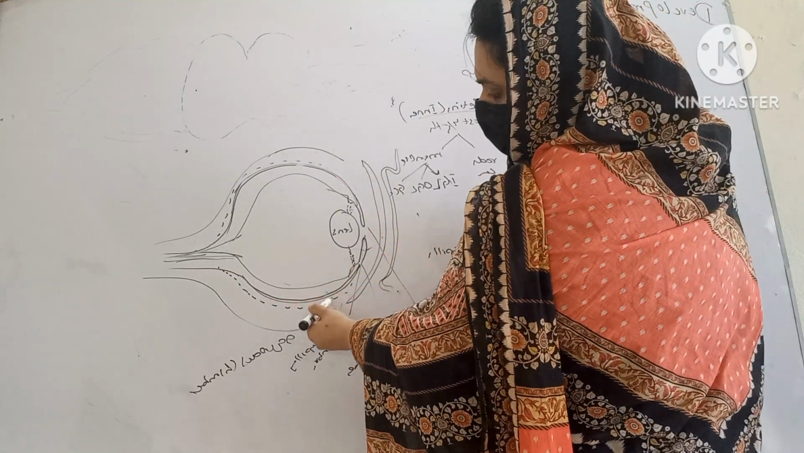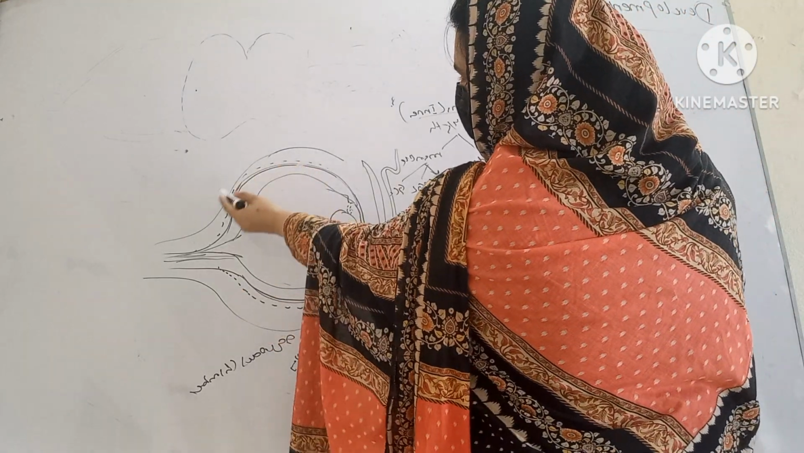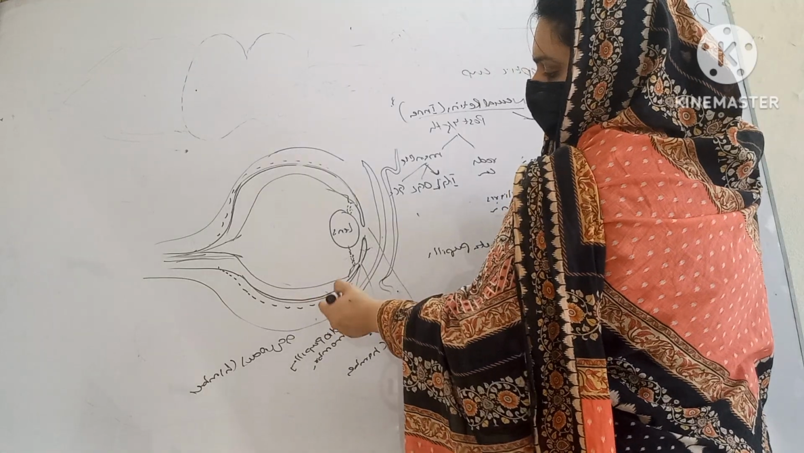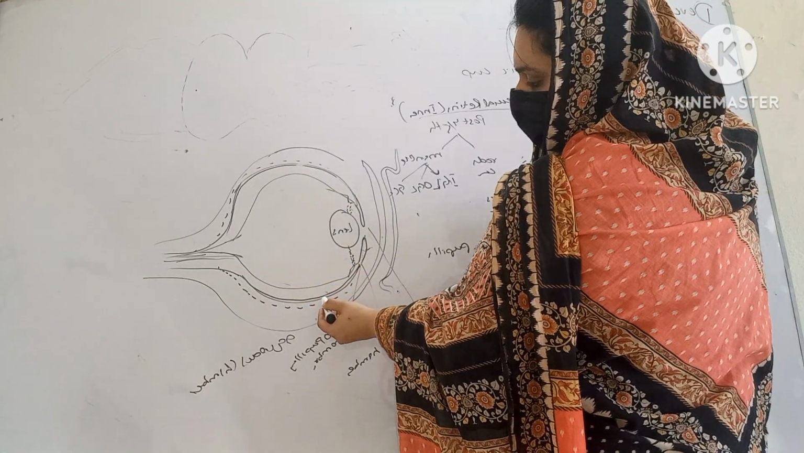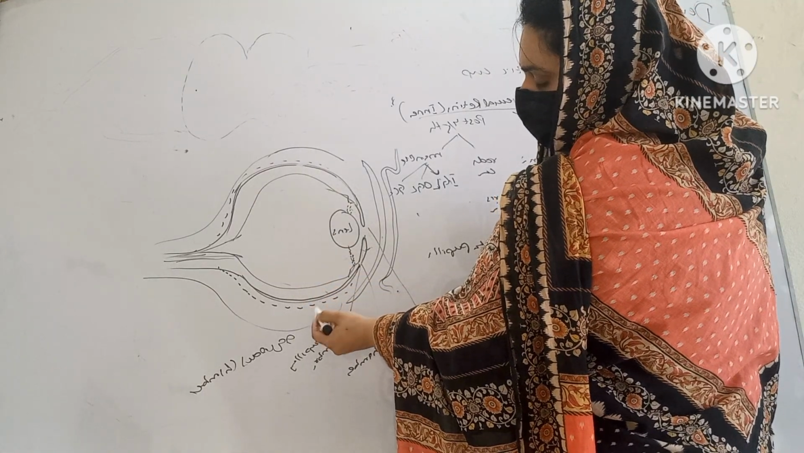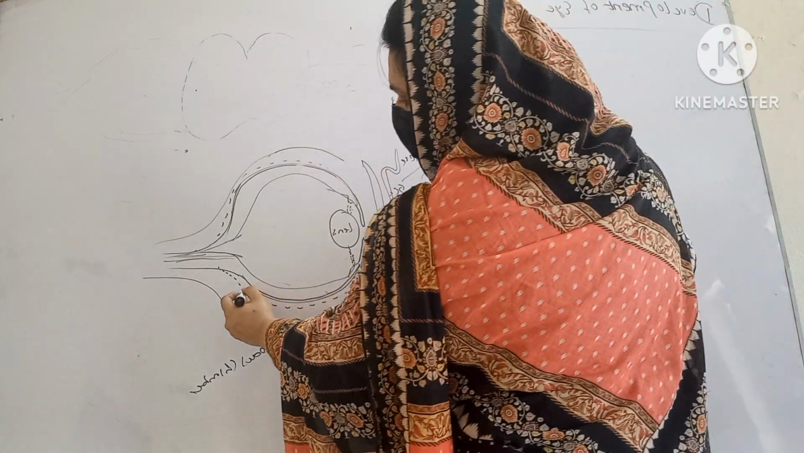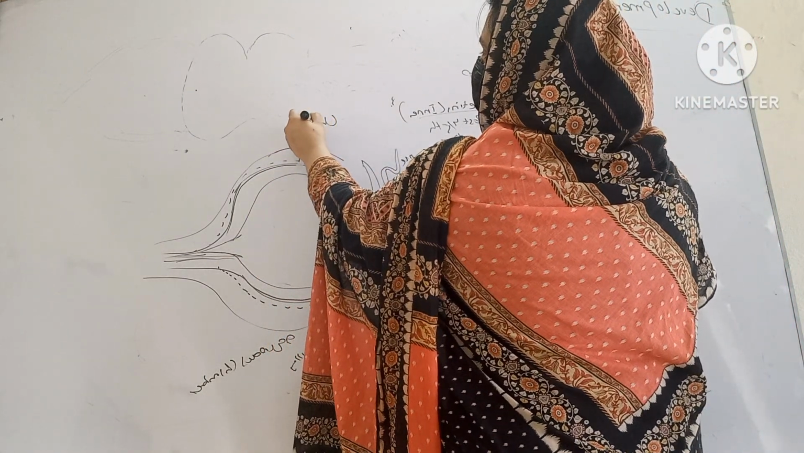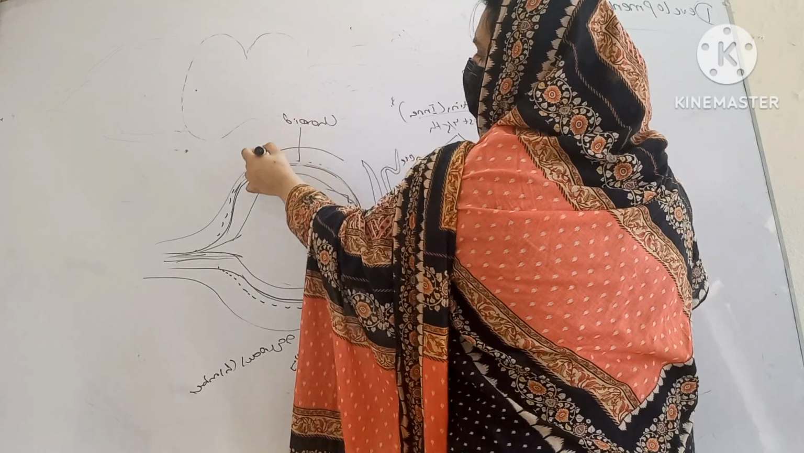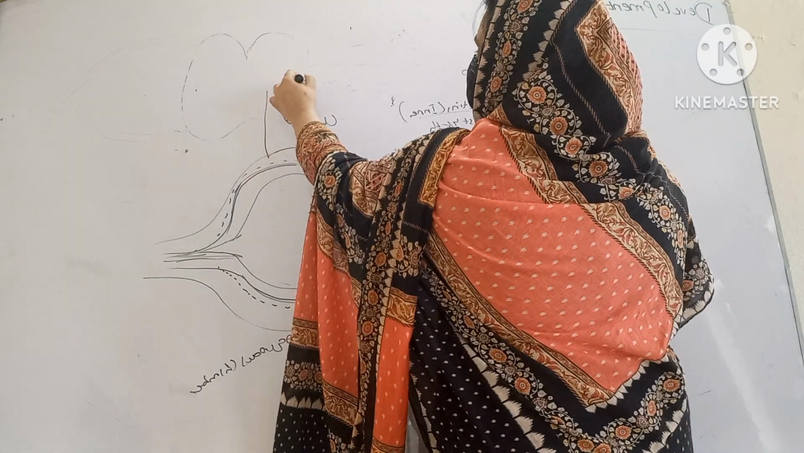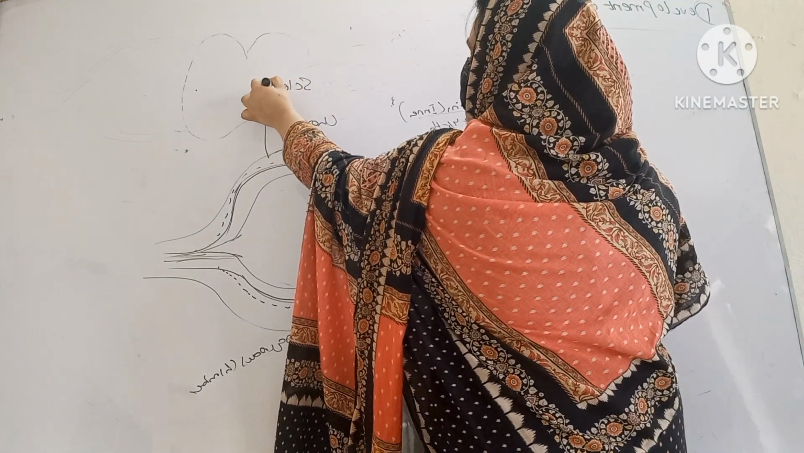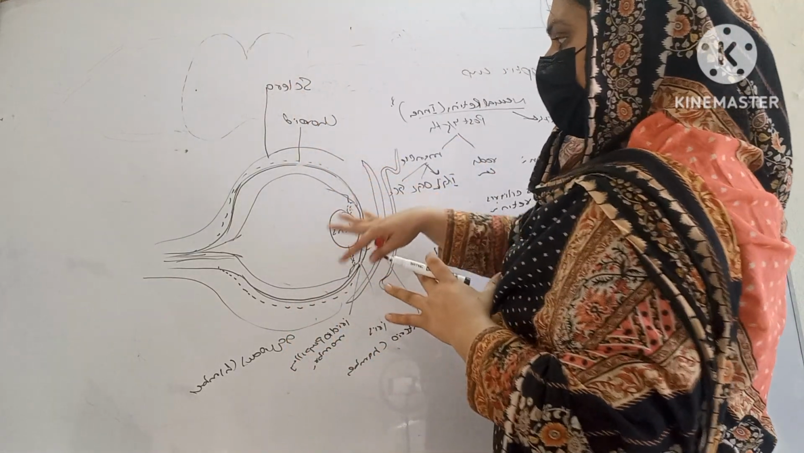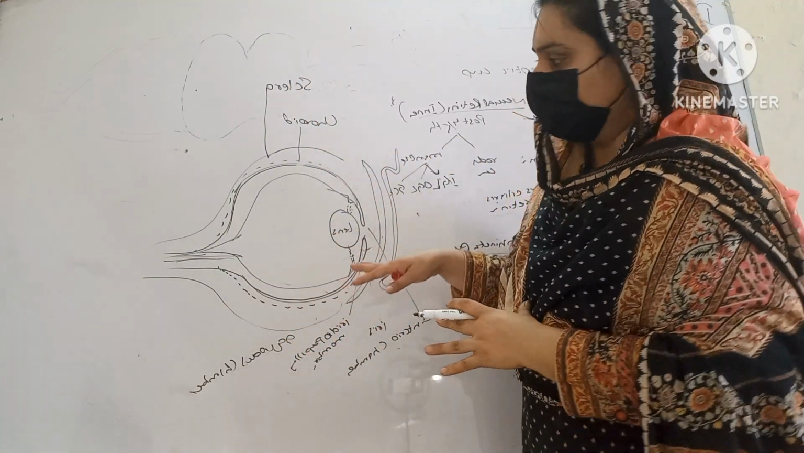This optic cup here is also surrounded by the mesenchyme. This mesenchyme is differentiated into the inner vascular layer and outer non-vascular layer. The inner vascular layer forms the choroid, while the outer non-vascular layer will form the sclera of the eye. In this way, the different layers of the eye will develop.